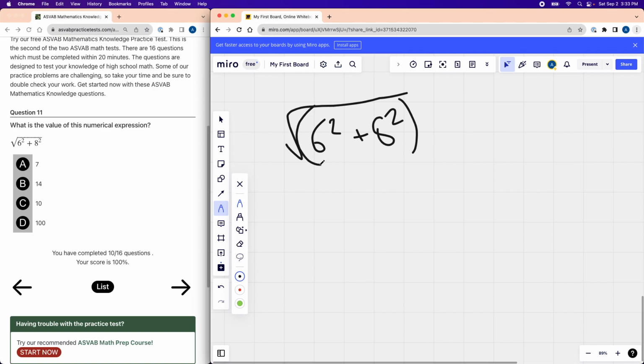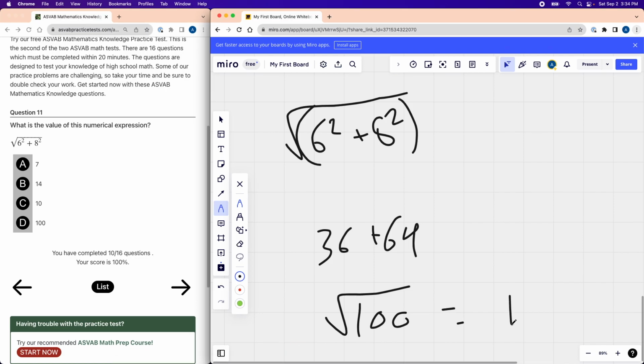So we need to solve for everything inside of the parentheses before we take any square roots. First we just need to do 6 squared, that's going to be 36, and then a plus 8 squared, which is 8 times 8, is 64. All right, 36 plus 64 is 100. Now we're just taking the square root of 100, which is 10, because 10 times 10 equals 100.